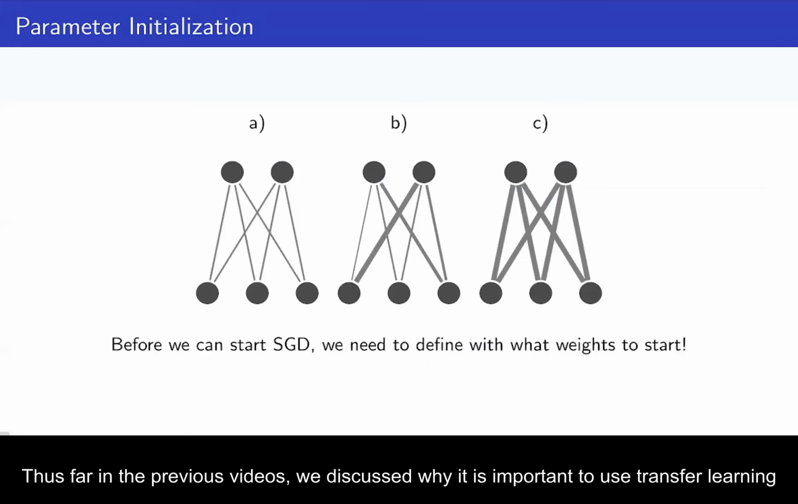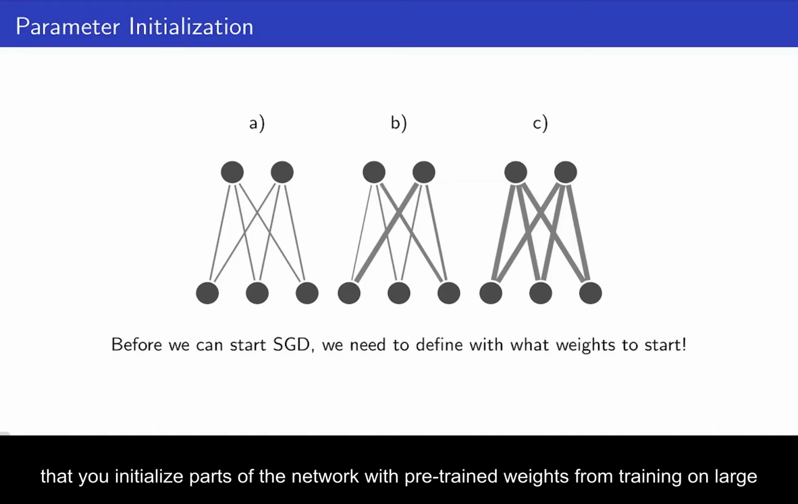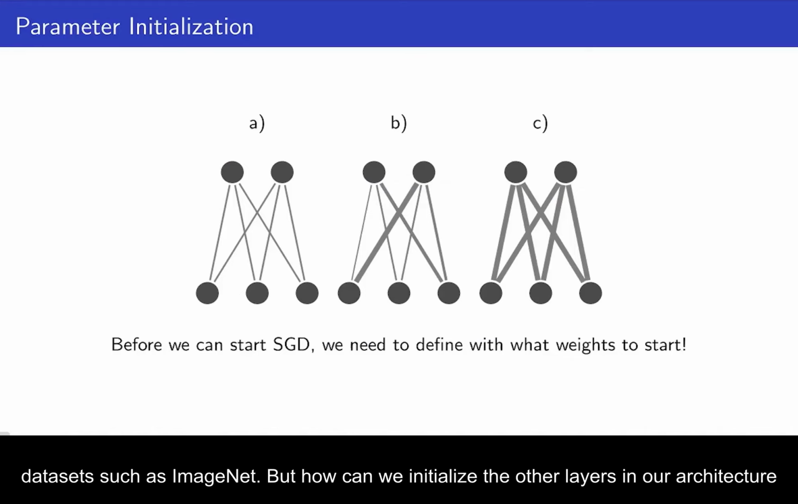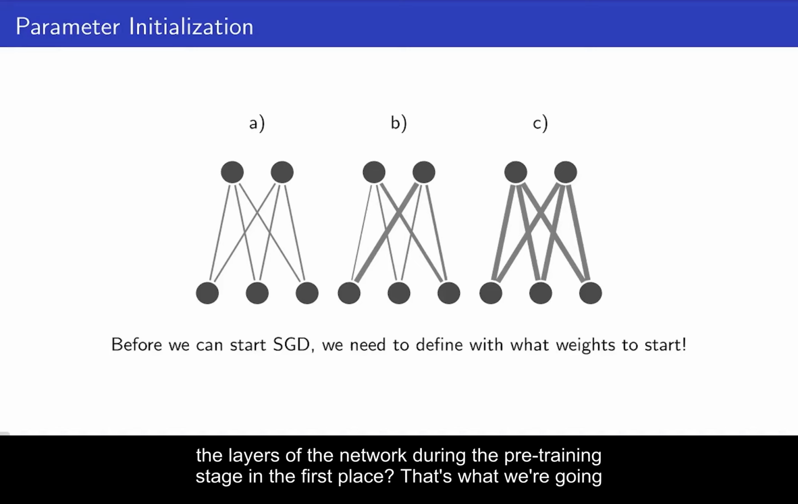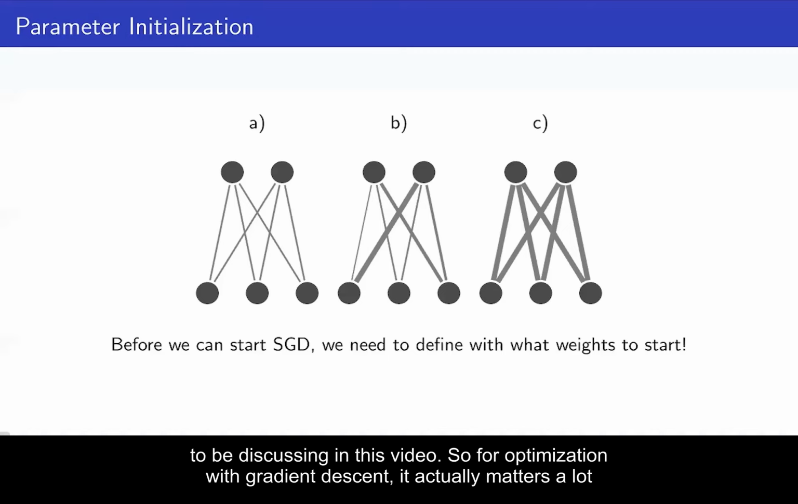Thus far in the previous videos, we discussed why it is important to use transfer learning, where you initialize parts of the network with pre-trained weights from training on large datasets such as ImageNet. But how can we initialize the other layers in our architecture that were not a part of this network that was used for pre-training? Or how do we initialize the layers of the network during the pre-training stage in the first place? That's what we're going to be discussing in this video.